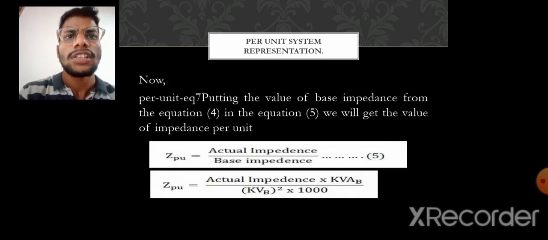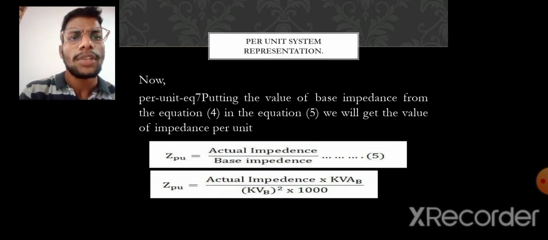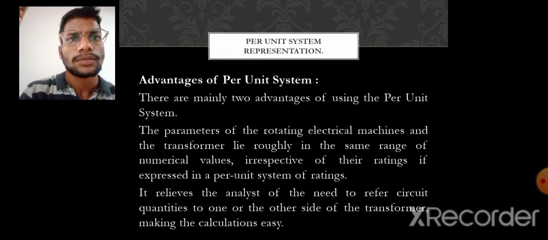And now putting the value of base impedance from equation 4 in equation 5, we get the value of per unit impedance. Per unit impedance is equal to actual impedance by base impedance. Per unit impedance is equal to actual impedance into kVA base by kV base square into 1000.